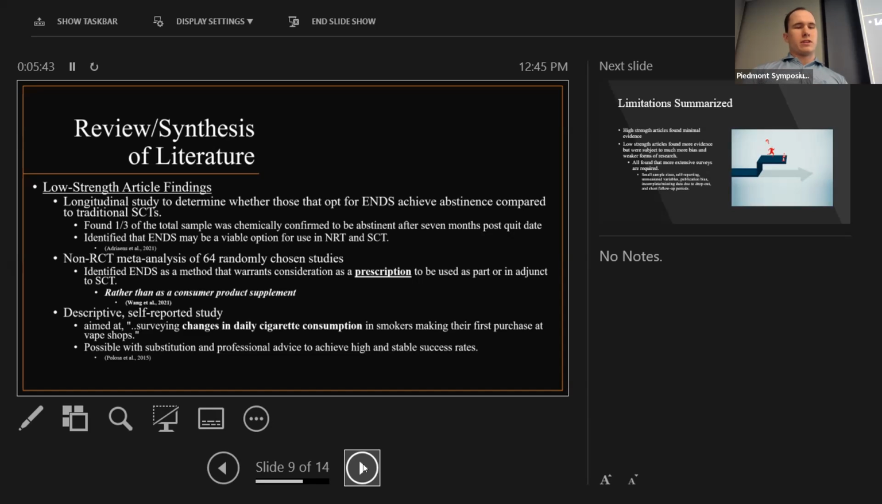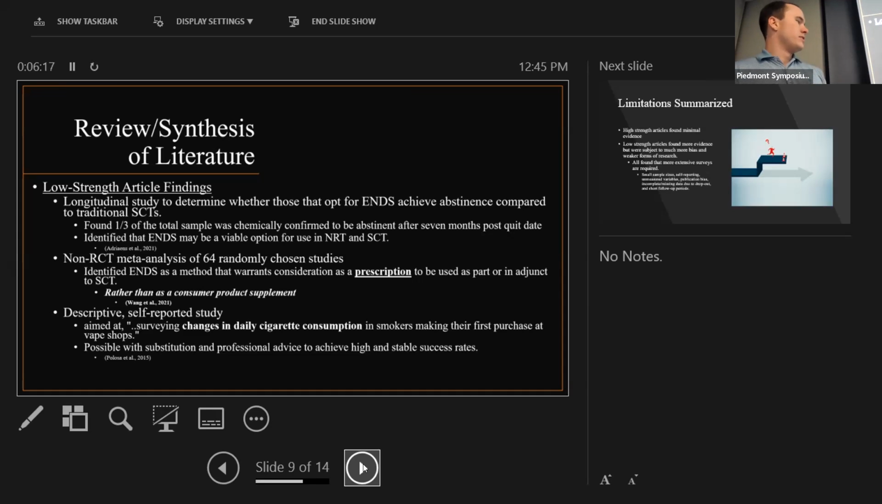And then the next one is a level 5. It's a non-randomized control trial. So it's another meta-analysis conglomeration of all these 64 randomly chosen studies they're looking at. And they found that vapes warrant consideration as a prescription rather than a consumer product. So right now they're not FDA approved. We don't know exactly what goes into them. There's all kinds of variables. So they think that it would need to be a controlled product, obviously, if you're going to be recommending it in a clinical setting.